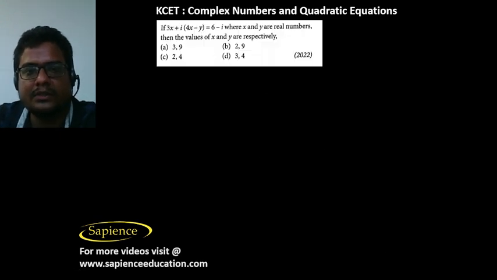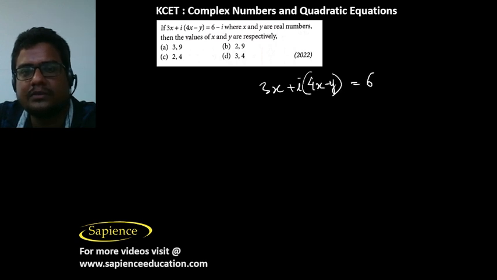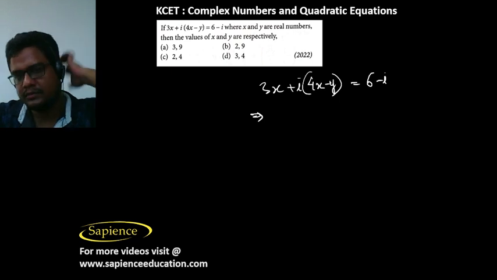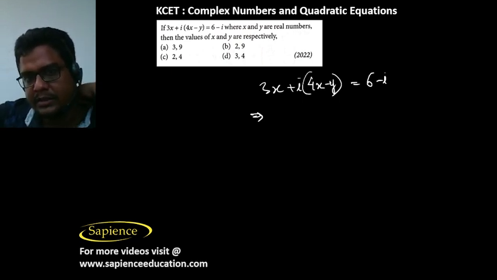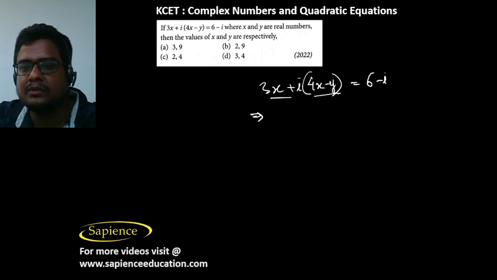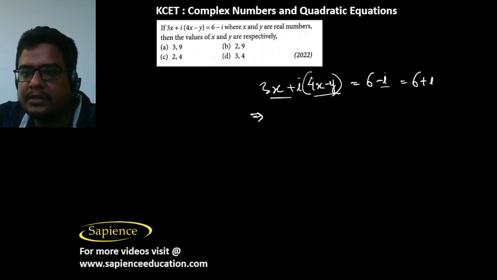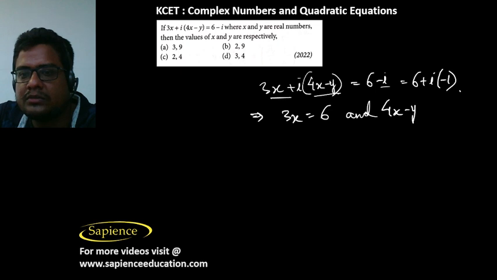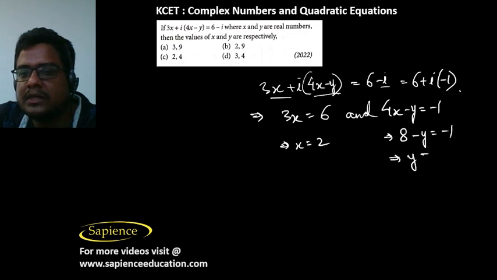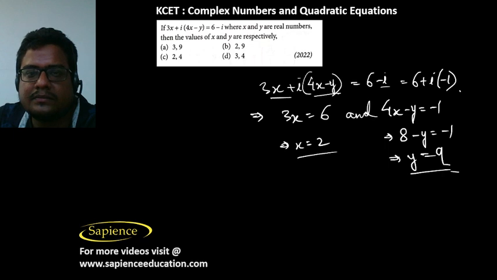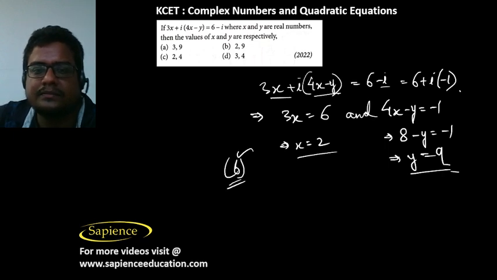Then here it is told that 3x plus i into (4x minus y) equals 6 minus i. So therefore, the real part should be equated with the real part and the imaginary part should be equal to the imaginary part. This can be written as 6 plus i into minus 1. So therefore, the real part, which is 3x, is equal to 6, and 4x minus y should be equal to minus 1. So therefore, x should be equal to 2, and therefore 2 into 4, that is 8, minus y is minus 1, so y equals 9. So x is 2 and y is 9. Option B is the correct answer.